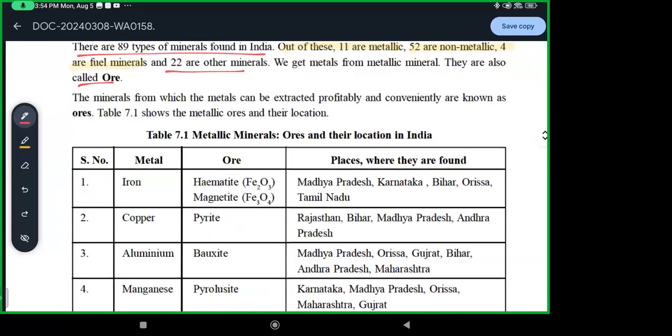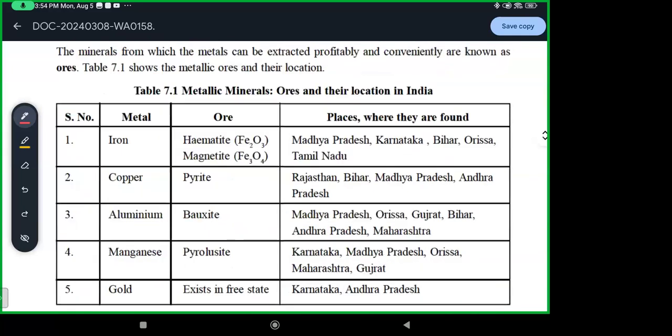The minerals from which metals can be extracted profitably and conveniently are known as ores. This table shows metallic ores and their location. Iron metal comes from hematite and magnetite ores. And these ores are found in MP, Karnataka, Bihar, Orissa, and Tamil Nadu.